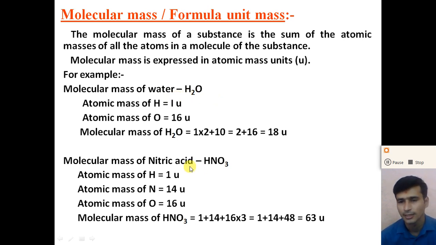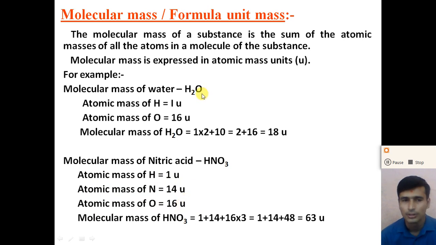Similarly, let us take another example to understand more about calculating the molecular mass: the molecular mass of nitric acid. First write the chemical formula of nitric acid. The chemical formula of nitric acid is HNO3, right? So here in nitric acid, one atom of hydrogen, one atom of nitrogen, and three atoms of oxygen are present. First of all, the atomic mass of hydrogen is 1 U, the atomic mass of nitrogen is 14, and the atomic mass of oxygen is 16, right?